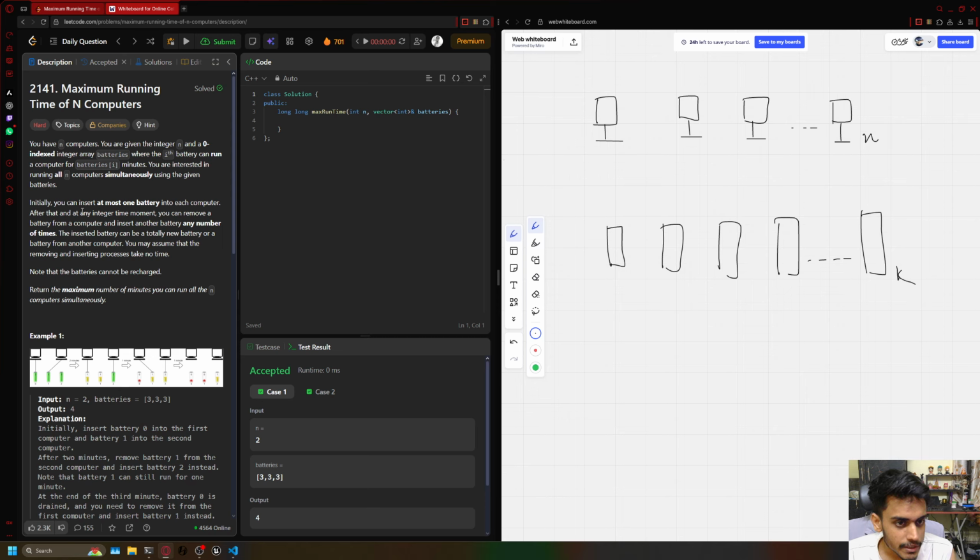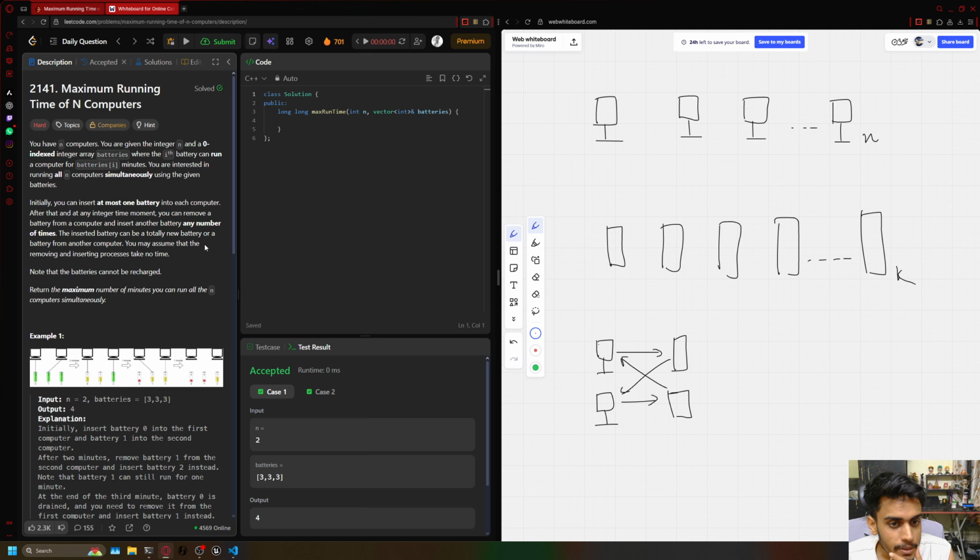The first condition is you can insert at most one battery into each computer, so one computer can be connected to one battery only. Then, at any integer time moment, you can remove a battery from a computer and insert another battery any number of times. So basically, let's say I have these two batteries, I can exchange these two batteries between these two computers. Then the inserted battery can be totally new or a battery from another computer.